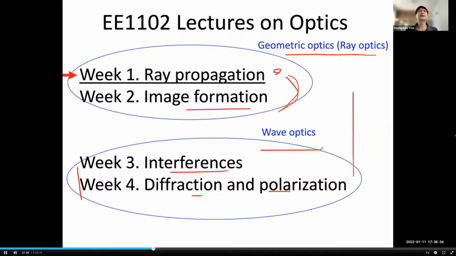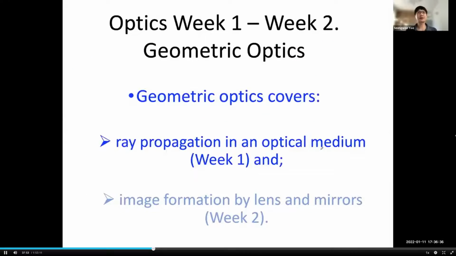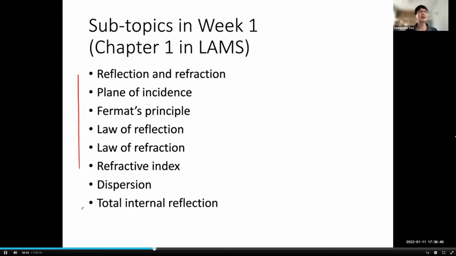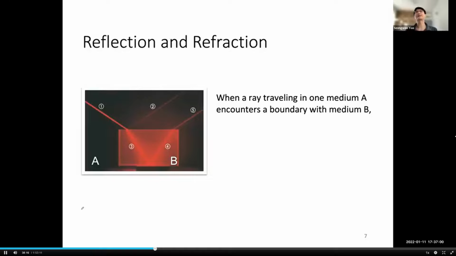All right. Since this is the first week, our topic is going to be under geometry optics, and we are particularly interested in ray propagation this week. These are the list of the subtopics in this week, and I just copied those subtopics from the LAMS contents in chapter 1. Okay, now we are ready to start. I'm going to touch all those subtopics in this summary lecture.